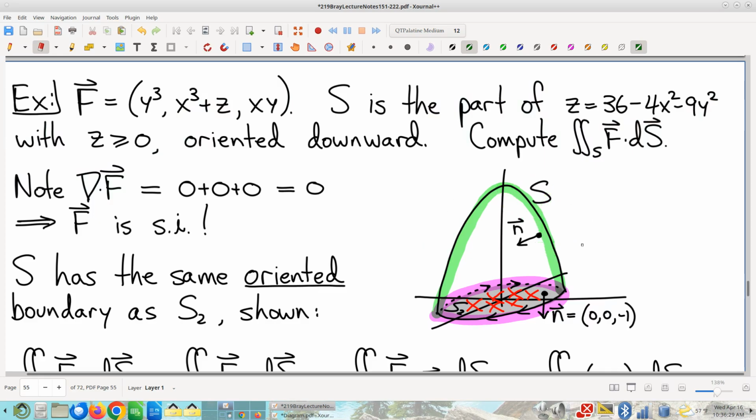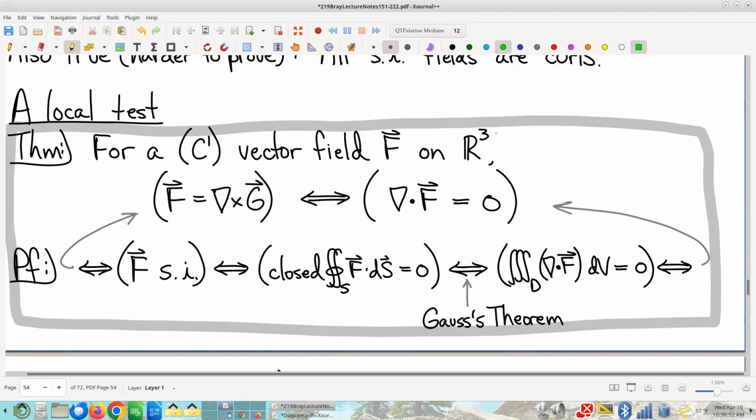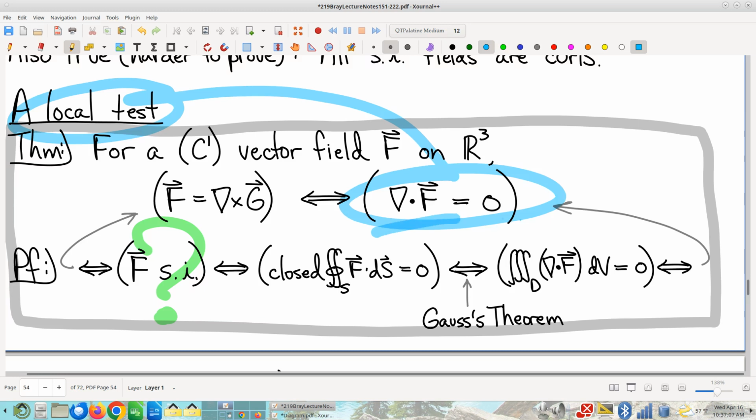Okay, so there's our surface. We see its boundary. The question says to compute this flux. And how do we compute a flux? We've got various tools, and again, you could parameterize, et cetera. We're going to use surface independence. Now back to here. If you want to use surface independence, you need to establish that your vector field has this property. The way we establish it is with our local test. We take the divergence. We see if we get 0. That's the theorem, right?